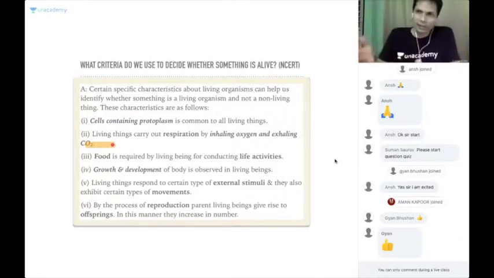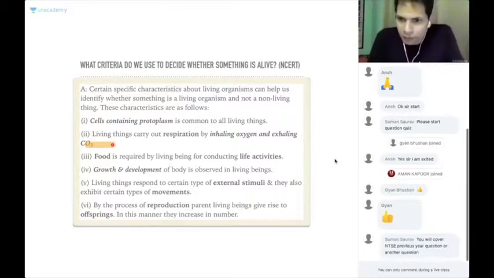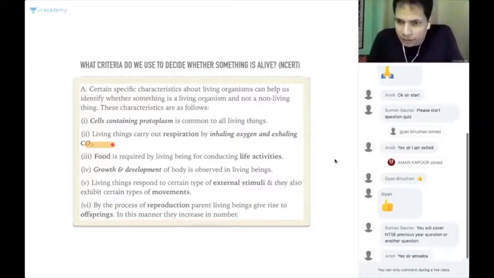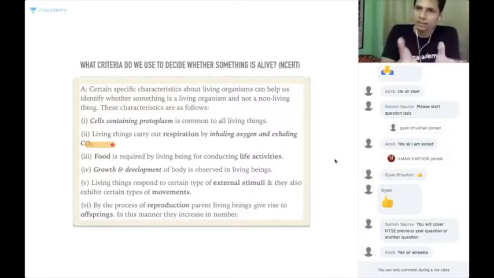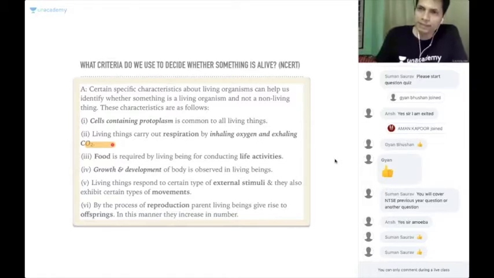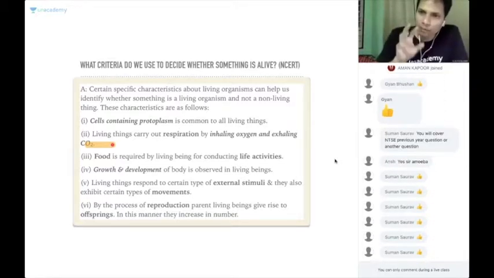There are certain kinds of organisms which you will cover in previous years' questions. So Suman, all these questions have been asked in the NTC. All these questions I'm discussing are very important questions, and I'll also talk about very important topics which keep on coming every time. So you'll see how the lecture will proceed.